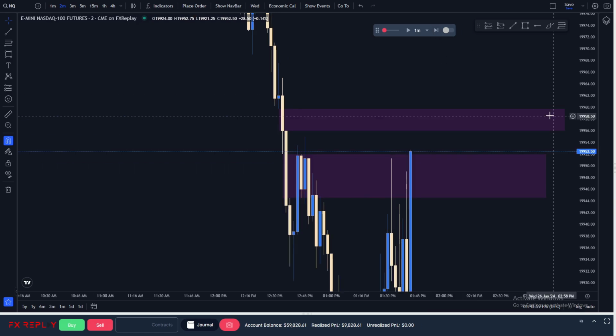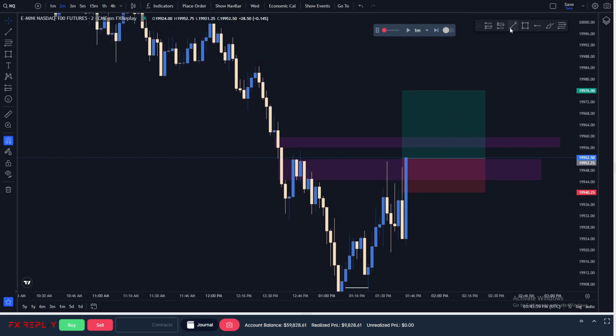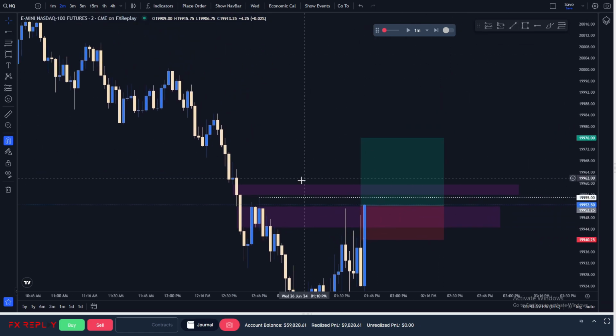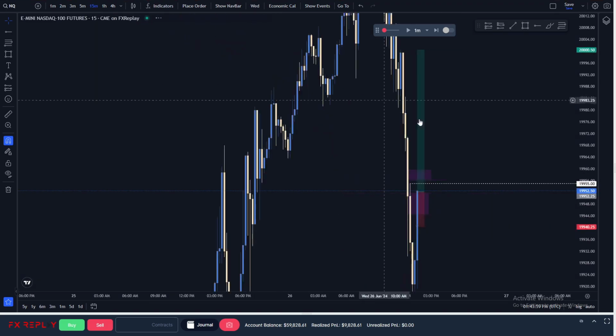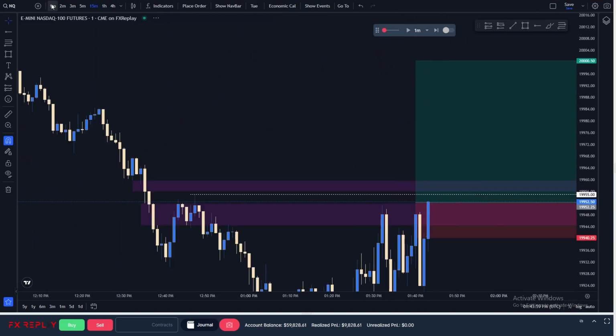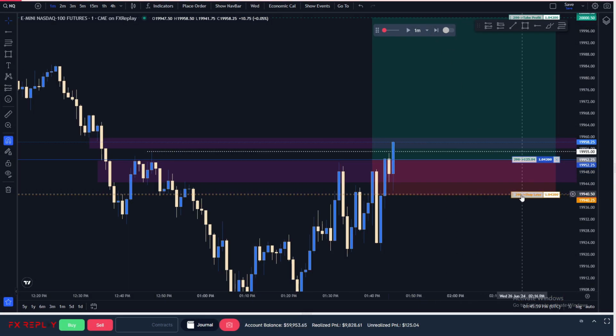So here I would enter because I would want to go break even at the internal high right here, and I would want to hold probably to equal highs or just a higher time frame point, like the 15 minute high. So let's see if this trade hits. Okay, we're in. Stop loss.